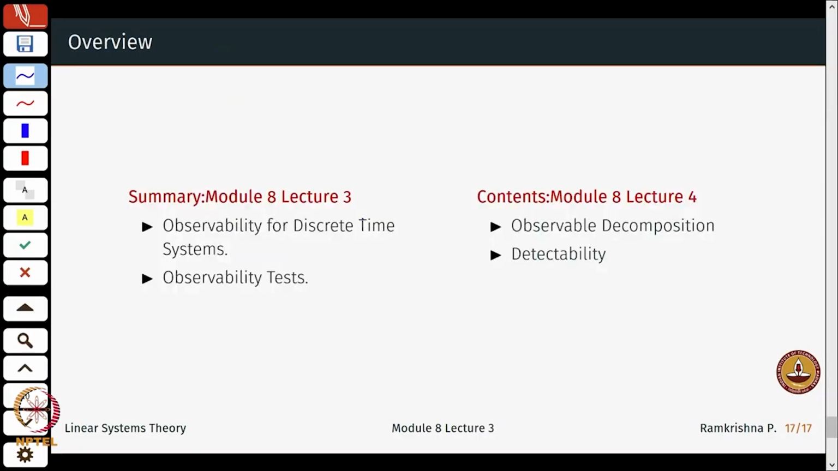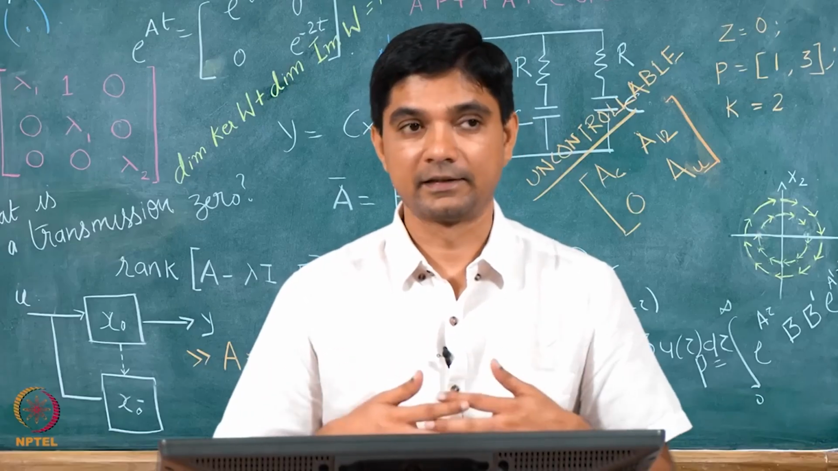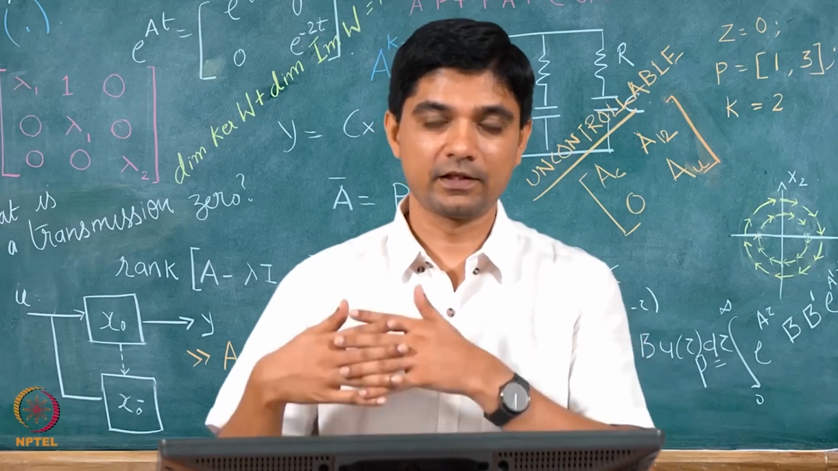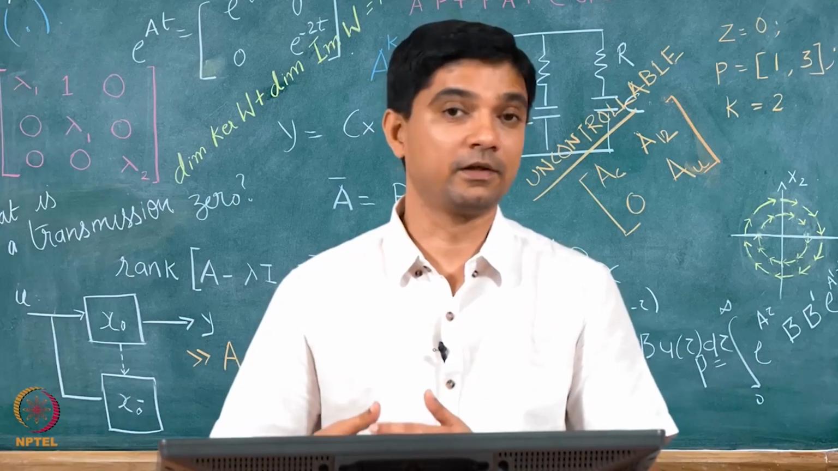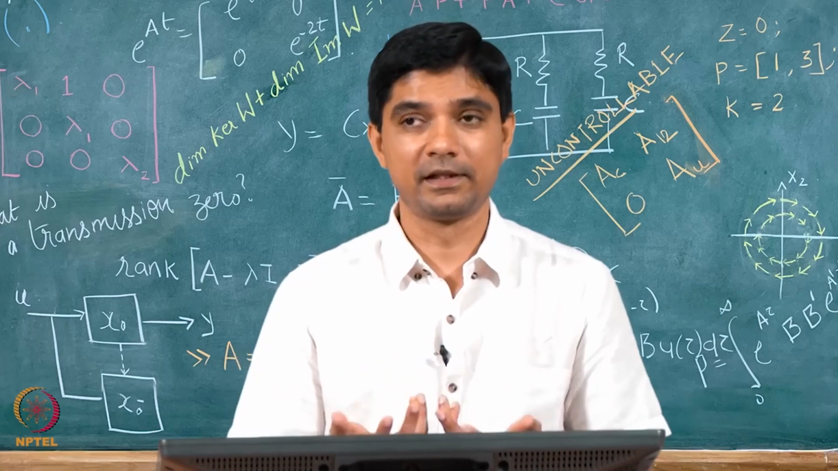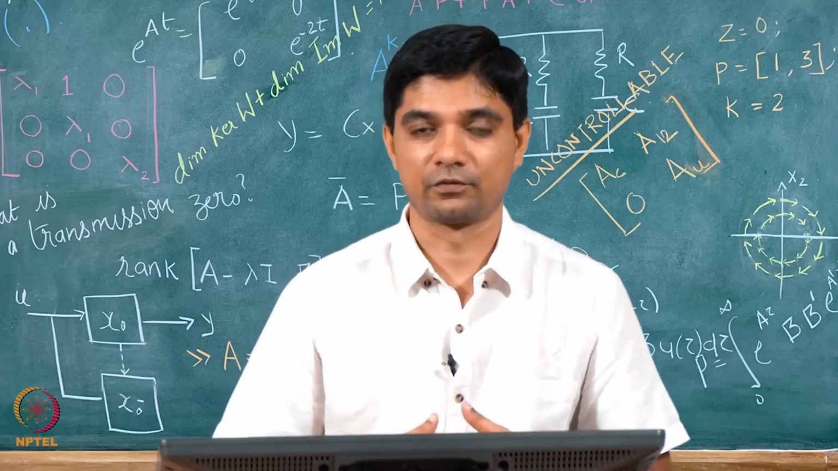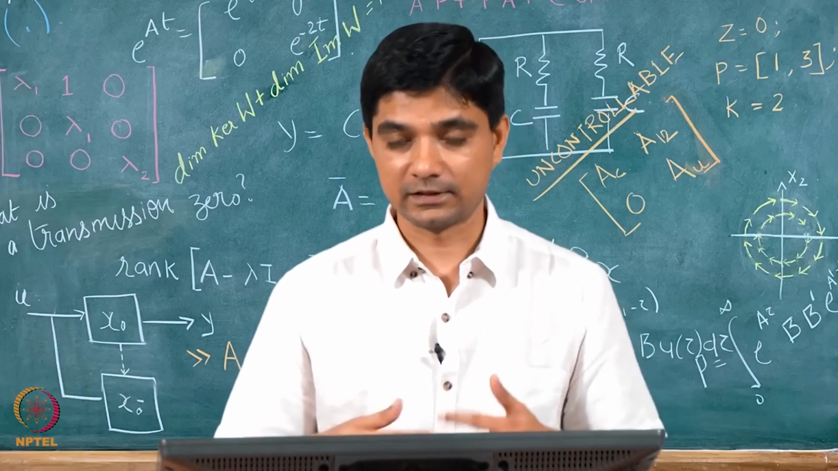Okay, so that concludes today's lecture. Next lecture we will look at the observable decomposition, very similar to what we had done in the case of controllable decomposition, and then we will have a weaker version of observability called detectability, which you can relate to stabilizability, which was a weaker version of controllability. So that's coming up next.